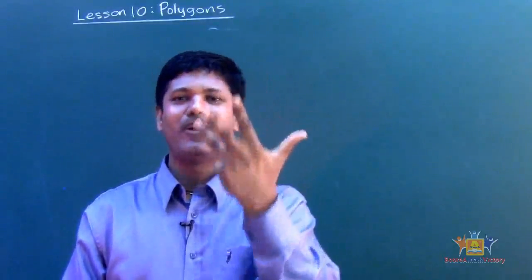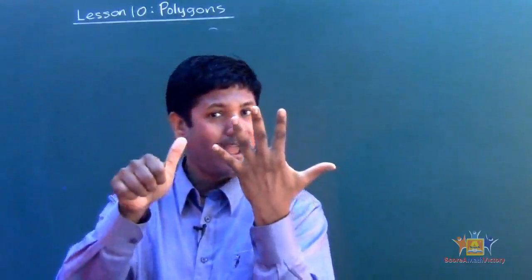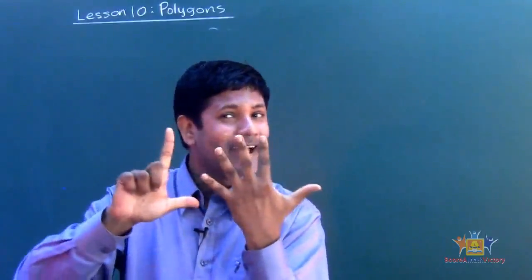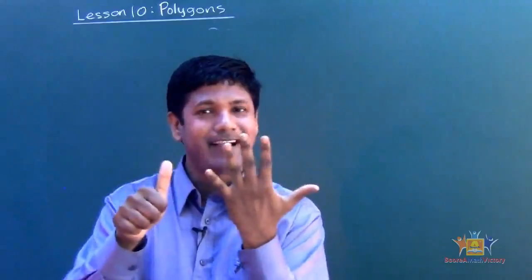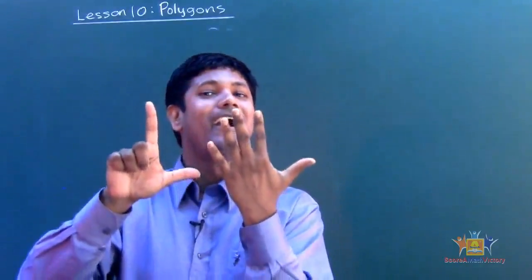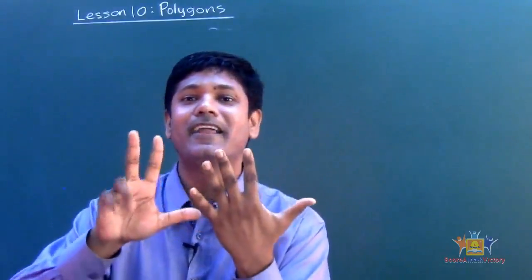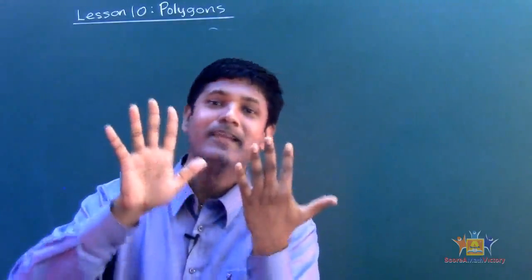Triangle, quadrilateral, pentagon. What is this one? Hexagon. And what is this one? Pentagon. No. What is this one? Hexagon. And what is this one? Heptagon. And what is this one? Octagon. And what is this one? Nonagon. And this one? Decagon. Good job. Alright, my dear students.